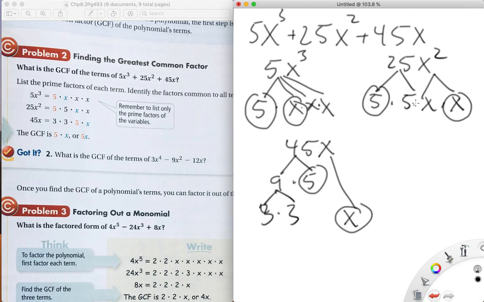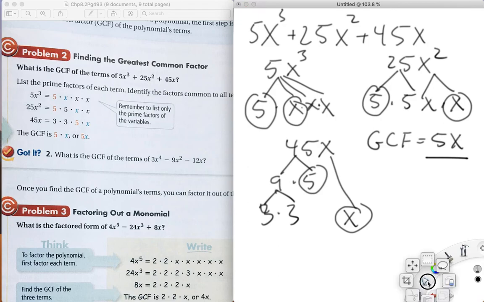There aren't any other 5s. There's a 5, there's no 5 here, there's no other 5 that I can factor out. And then this is the only term that has a 3. No 3, no 3. So the greatest common factor for these three terms is 5x. And that's the greatest number that I can pull out or factor out between all of these.